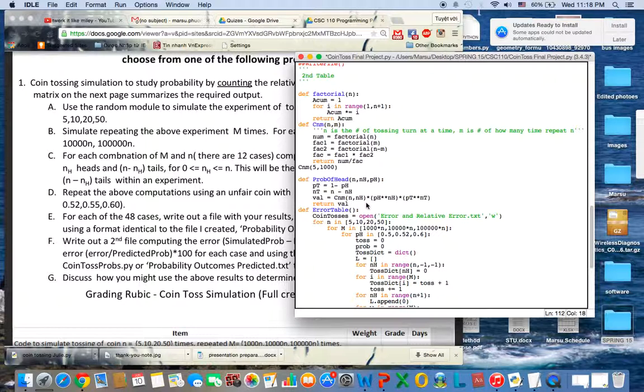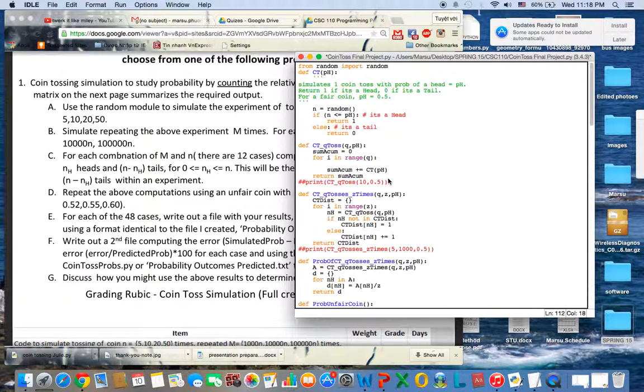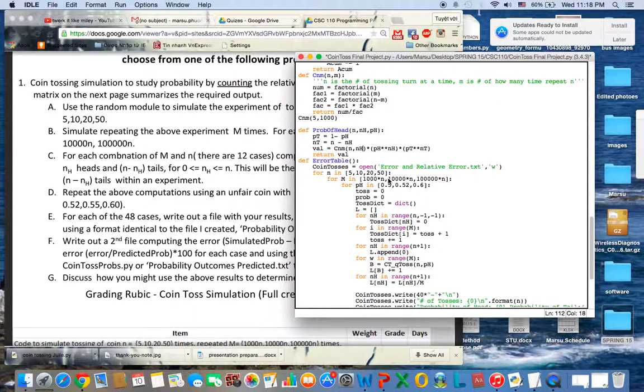Here, multiply with pH to the power of NH, and multiply with p tail, the probability of tail, to the power of the number of tails, and return. This is all the math things.